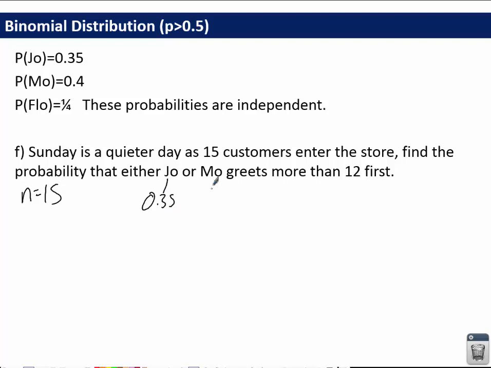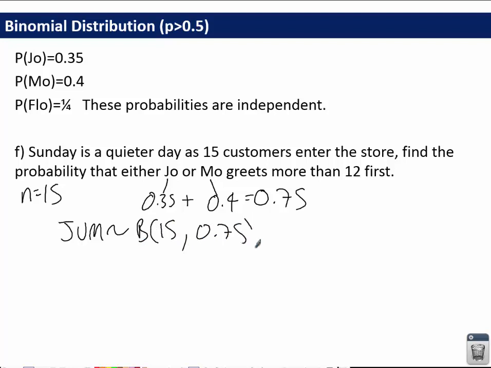Mo is a probability of 0.4. I'm going to add these to get the probability of either Joe or Mo occurring. This gives me 0.75. Now, before we carry on, I can write that Joe or Mo is binomial with n is 15. The probability is 0.75.